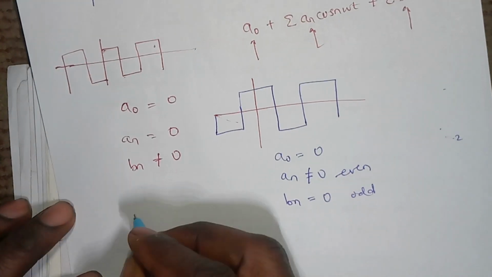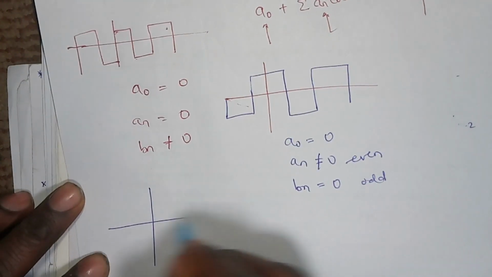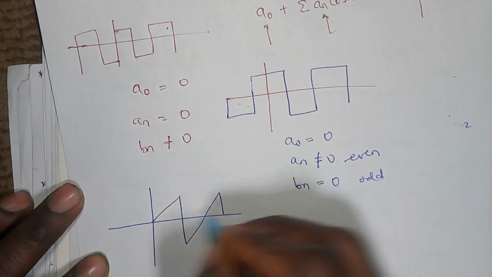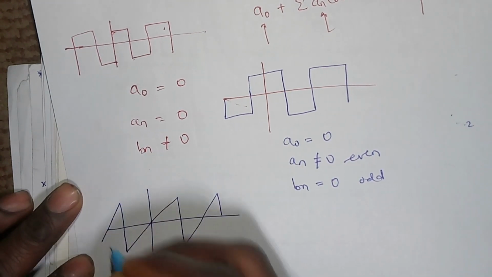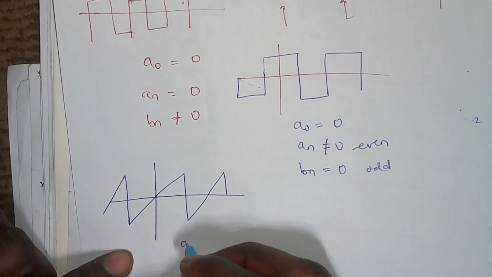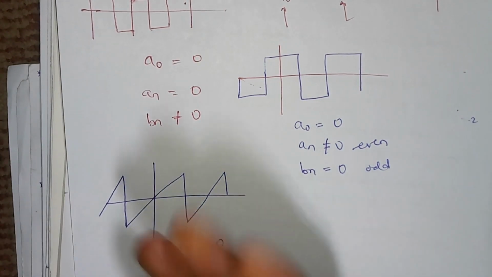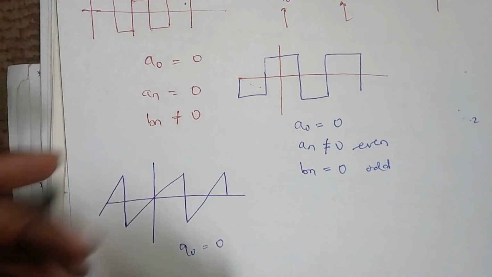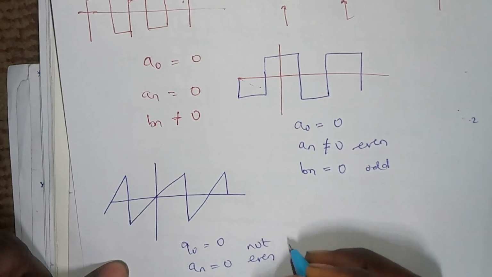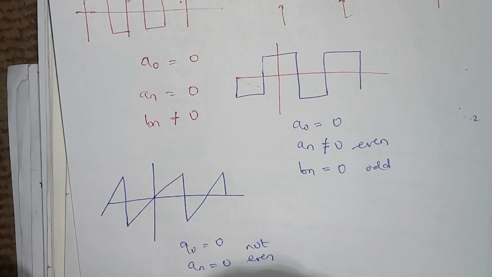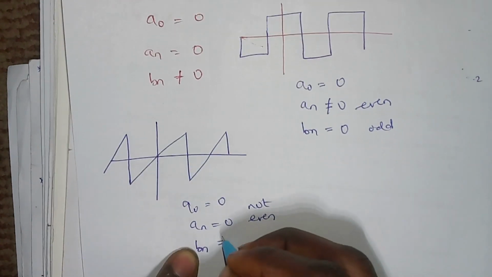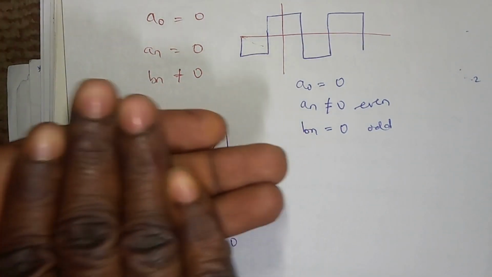Let's look at another signal. Here is another signal that we can look at. This is kind of like a ramp signal, like a square or sawtooth wave, right? The first thing, it is repeating at the top and at the bottom. A naught equal to 0. If we switch it up, are we going to have the same thing? No. An is equal to 0 because it is not even, right? Bn is equal to 0? No. Bn is not equal to 0, because if you turn it, you're not having the same thing.